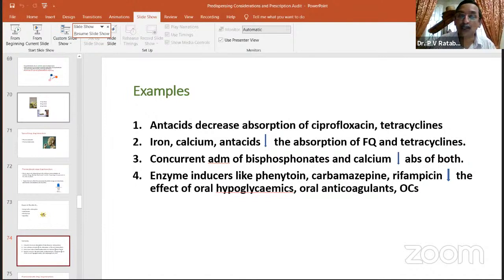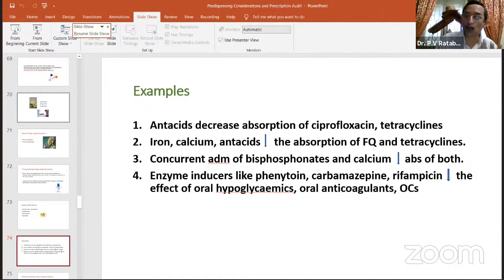Then enzyme inducers like phenytoin, carbamazepine, rifampicin, they decrease the effect of oral hypoglycemics, oral anticoagulants, and oral contraceptives. If the patient is on oral hypoglycemics, oral anticoagulants like warfarin or oral contraceptives, and simultaneously the doctor has written phenytoin or carbamazepine, then you have to be really vigilant and explain to the patient. You may tell the doctor also, there's no harm in telling the doctor. Don't say you are wrong. You always say, sir, I feel there's a drug interaction between carbamazepine and your glimepiride. So please check.